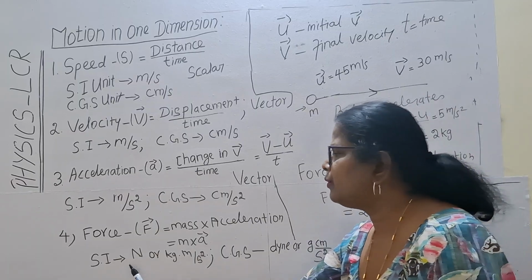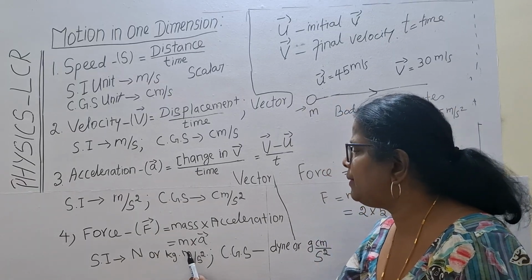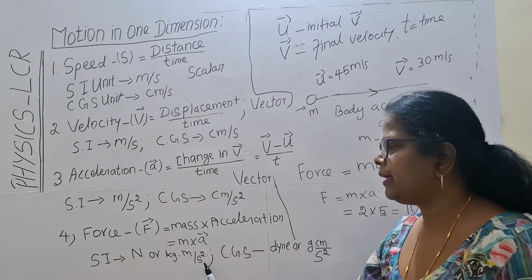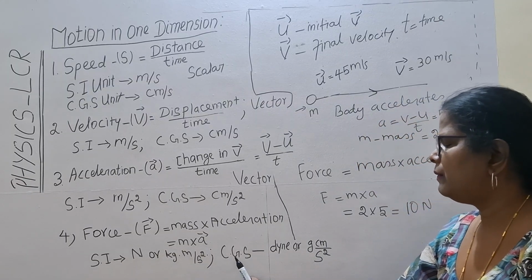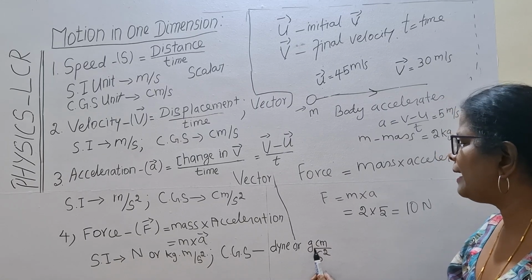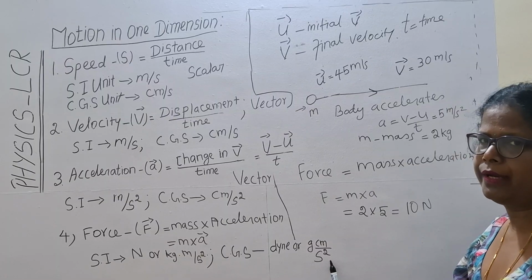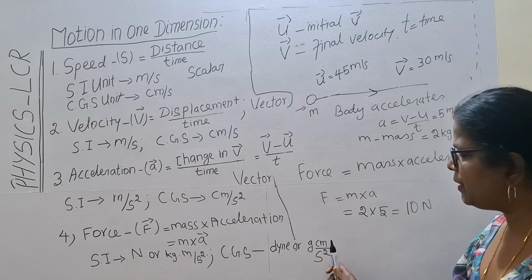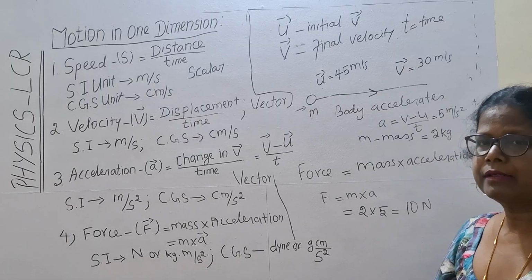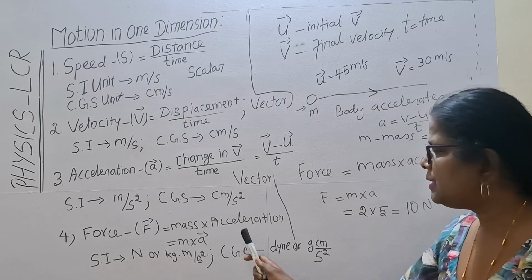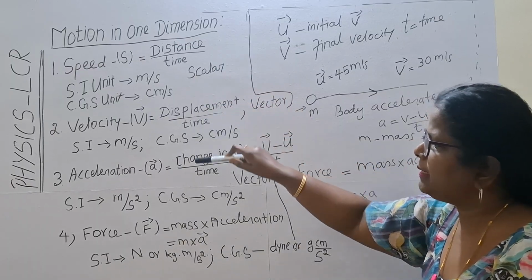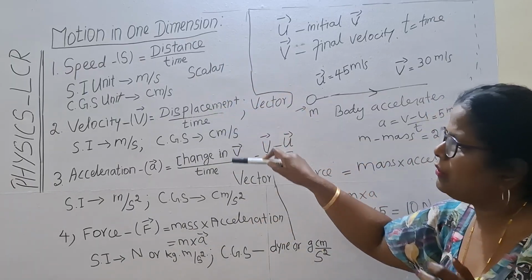So for Newton, we can write the SI unit as kg meter per second squared. What is the C.G.S unit? Dyne, or gram centimeter per second squared. The SI unit of force is Newton, the C.G.S unit is dyne. Everything, speed, velocity, acceleration, force, is related.